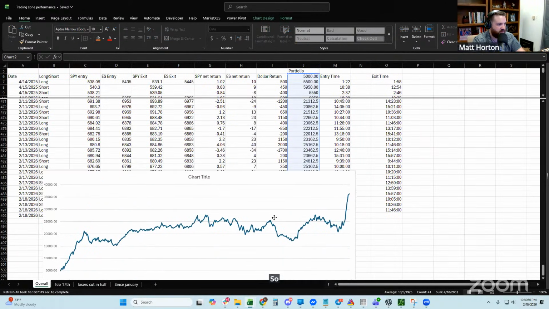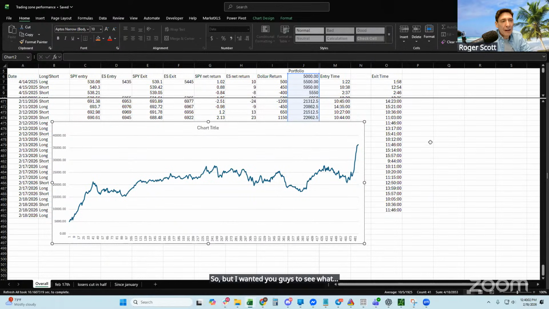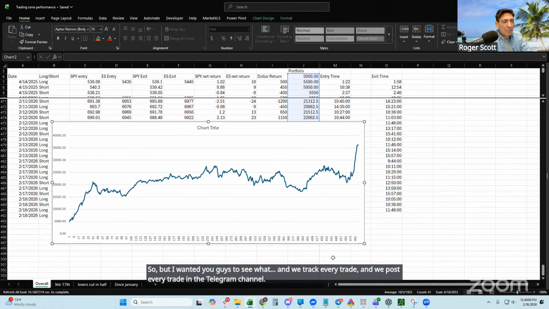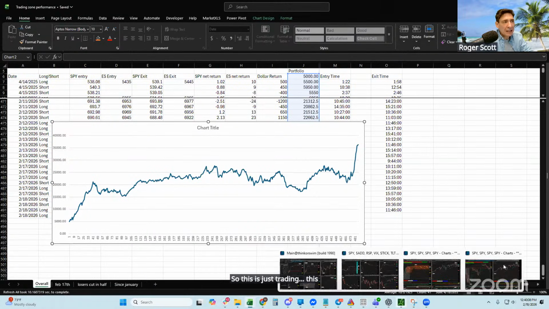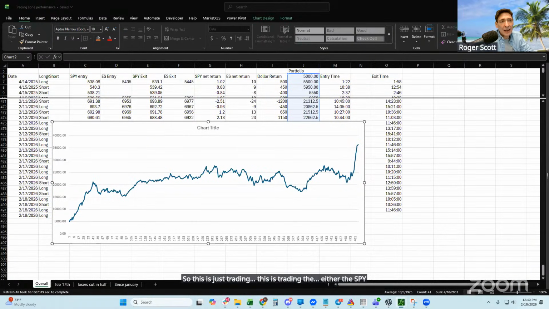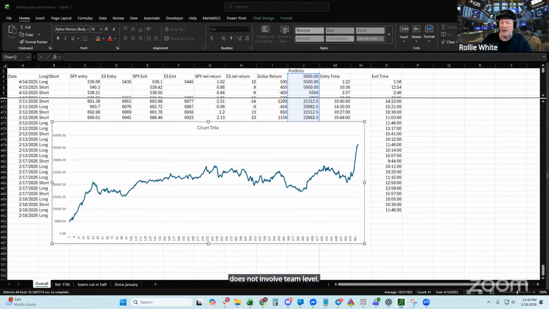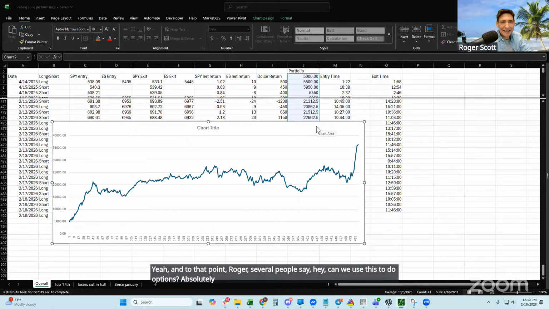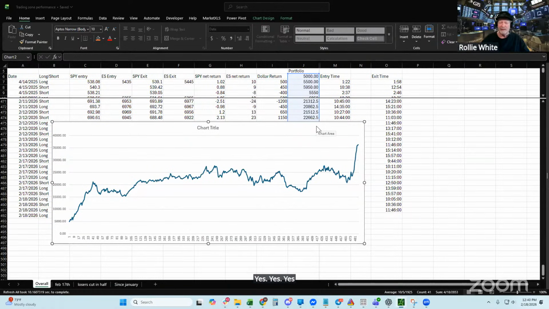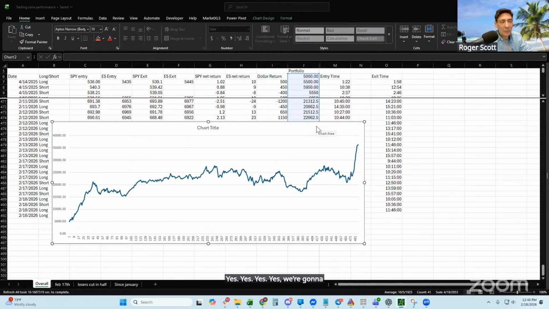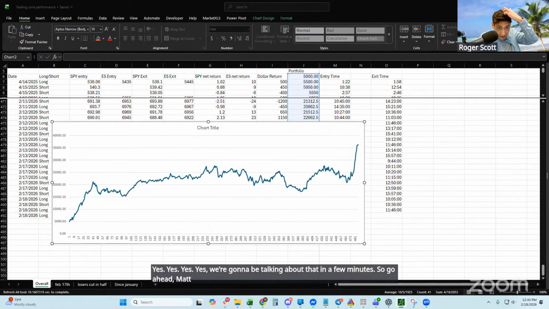I wanted you guys to see, we track every trade and we post every trade in the Telegram channel. So this is just trading either the SPY or the ES. And if you're trading the options, your wins should be looking substantially bigger than this because this does not involve any leverage. Several people ask, can we use this to do options? Absolutely, yes. That's what you're going to want to do. We're going to be talking about that in a few minutes. So go ahead, Matt. Take them through examples.